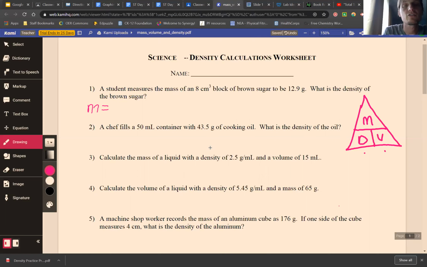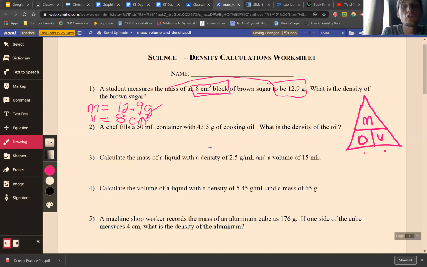What is the mass? Let's find out again. A student measures the mass of an 8 cubic centimeter block. This is actually the volume. So the mass, they measure it to be 12.9 grams. And what was that volume again? 8. So V equals 8, and that is now the cubic centimeters.